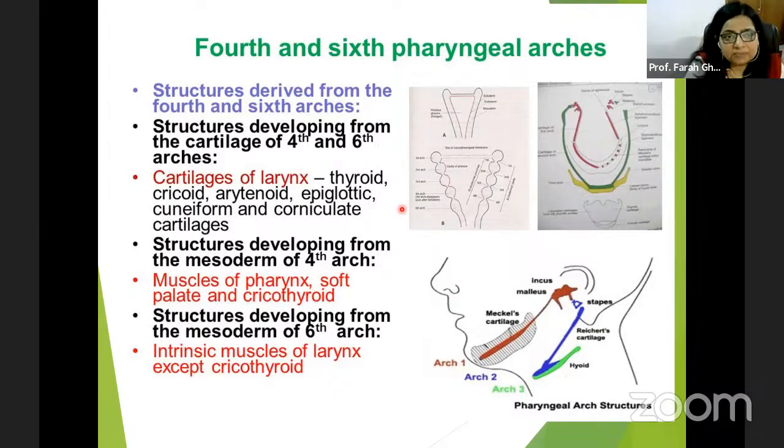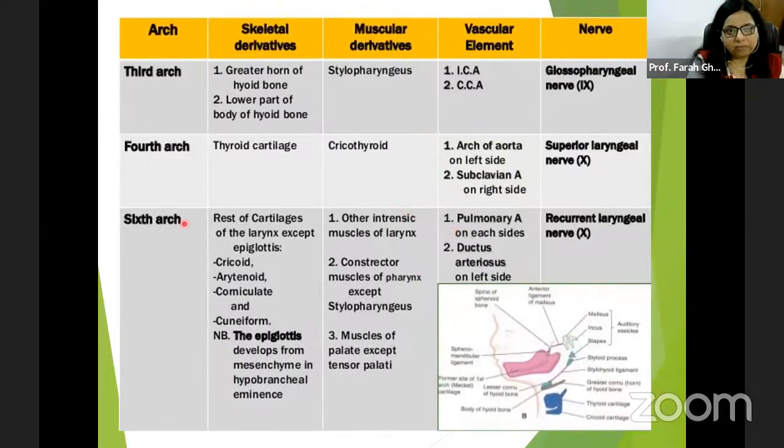Coming to the fourth and sixth arches, basically they are supplying the muscles of the larynx and pharynx along with the cartilages of the larynx. That's about the fourth and sixth arches. Here the breakup has been given. You can see third arch, fourth arch, and sixth arch.